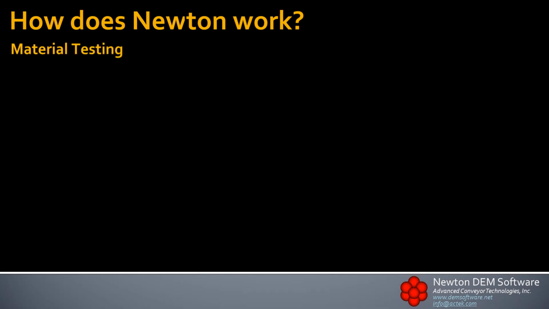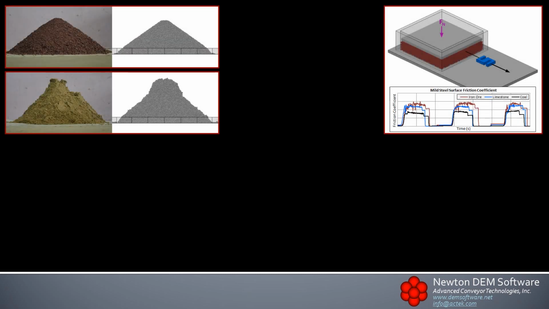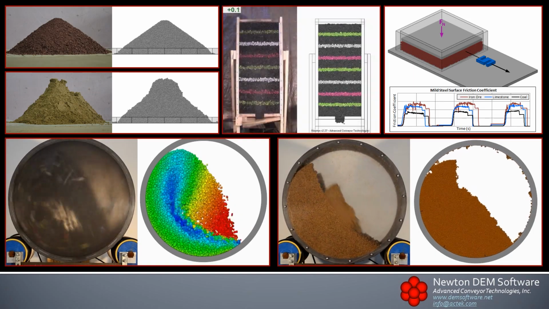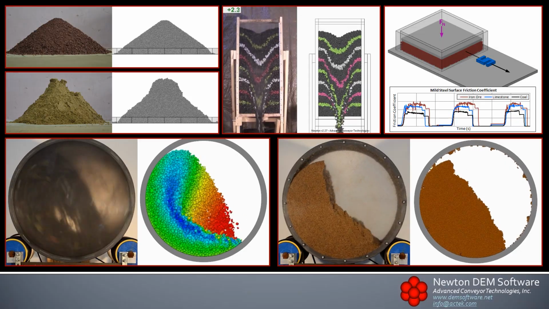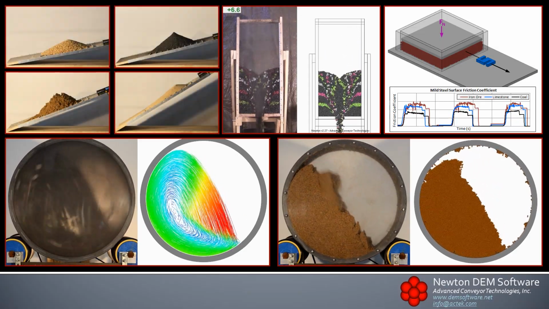AC-Tek's DEM team is continually improving the accuracy of Newton by performing physical testing on real material samples. These tests include basic angle of repose testing, coefficient of friction testing for various materials and surfaces, dynamic rotating drum testing, mass and funnel flow discharge behavior, and other proprietary testing. The test results are used to drive improvements to the constitutive equations.